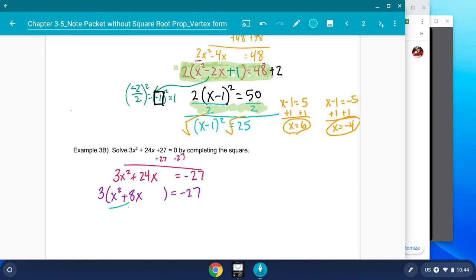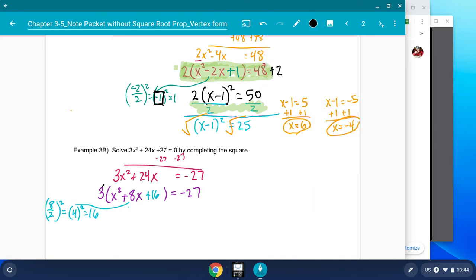Now we've got to figure out what we're adding. So we're going to go 8 divided by 2 squared equals 4 squared, which equals 16. So we're going to add 16 here. But we did not add 16. How much did we actually add to the left side?